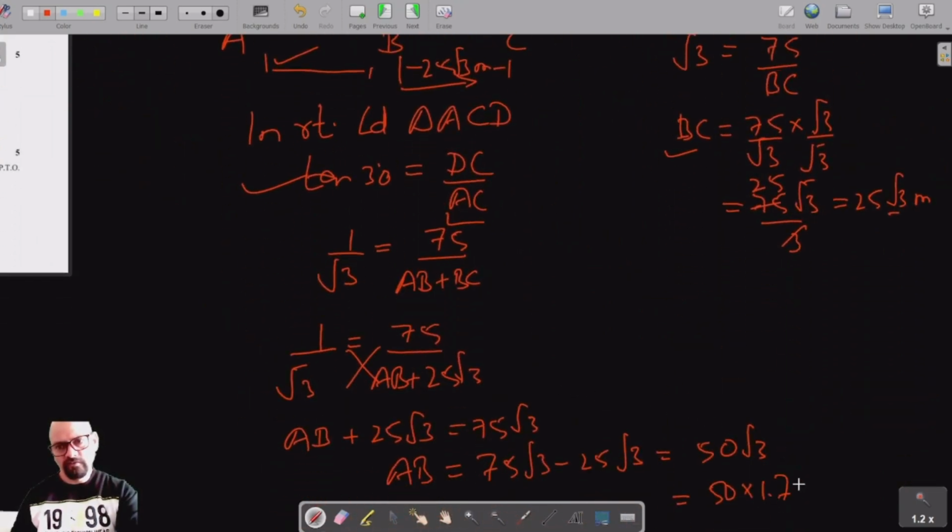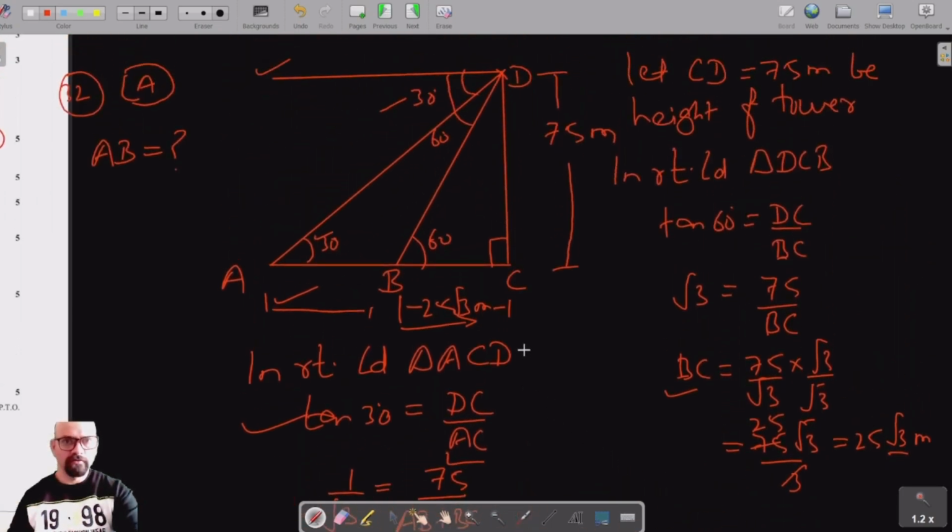So this is 1.73. Now the distance between the two cars: 5 threes are 15, 7 fives are 35, 36, and it's 8650. So this gives 86.5 meters. So 86.5 meters is the distance between the two cars.